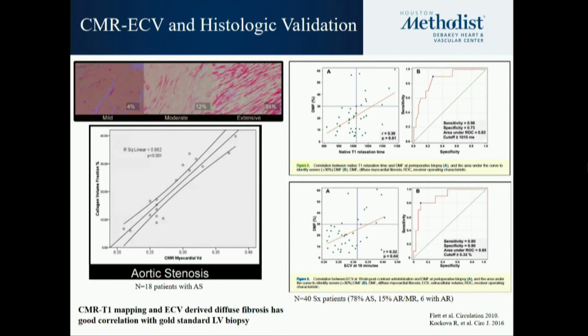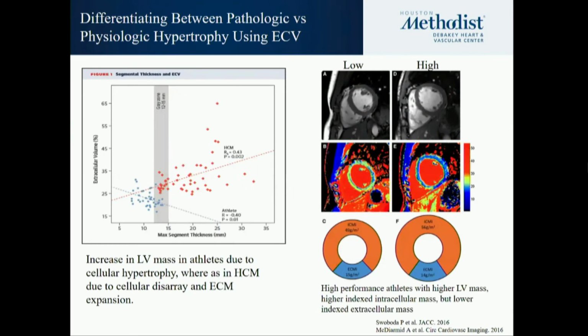And also what we know is that there's good histopathological validation with the CMR ECV, and several studies, including these two, looked at amount of collagen volume fraction by histopathology as well as CMR-derived ECV, and that there was good correlation between the two, and the gold standard obviously being the LV biopsy. And so this is important because this tells us that the myocardial space is divided into 2 compartments, and also tells us that when you have an increase in LV mass, it's not always pathologic, and that it could be physiologic.